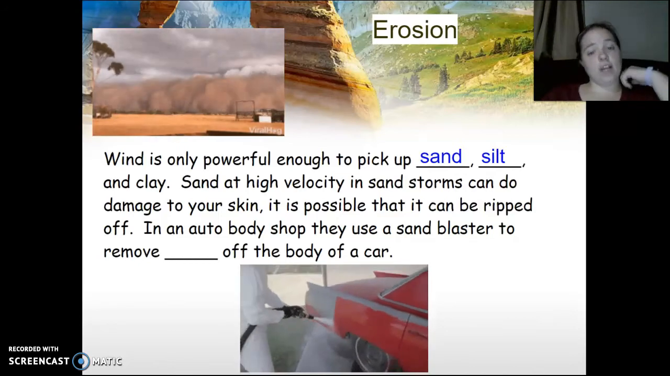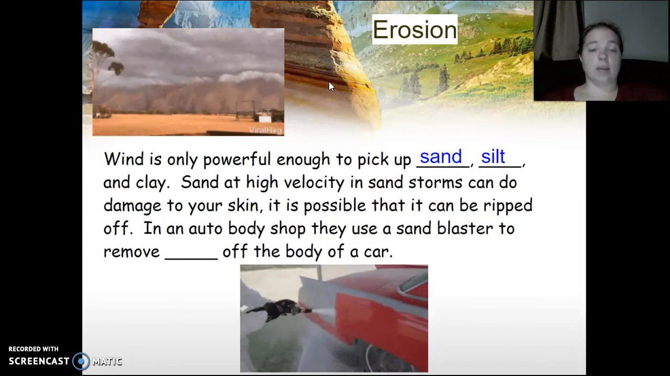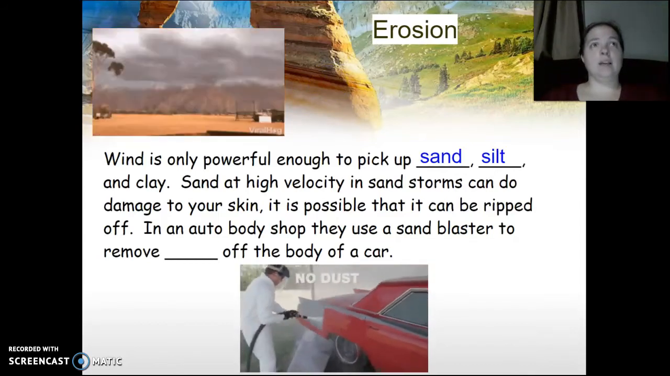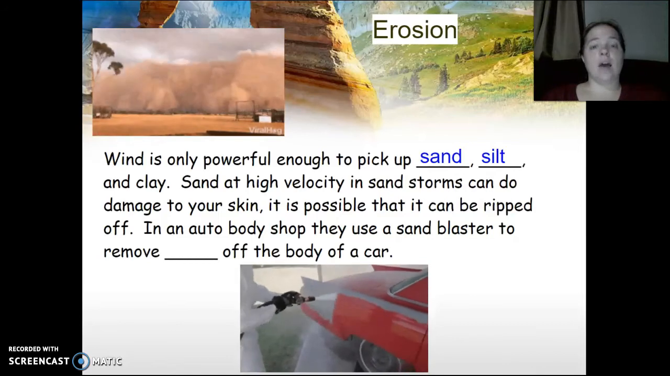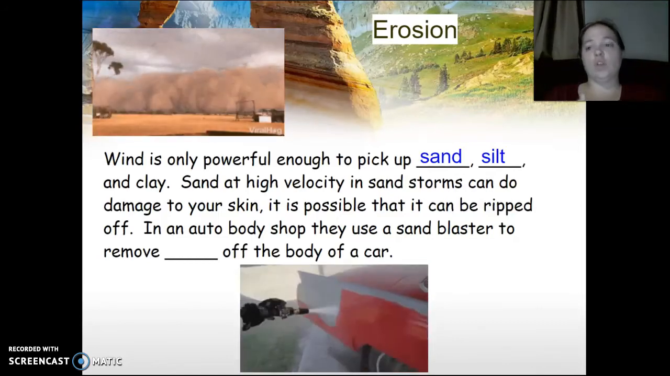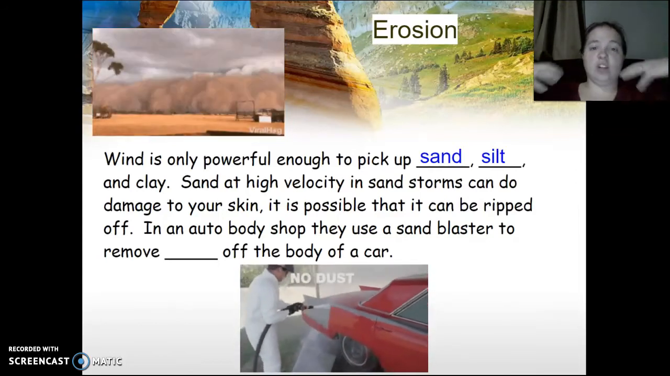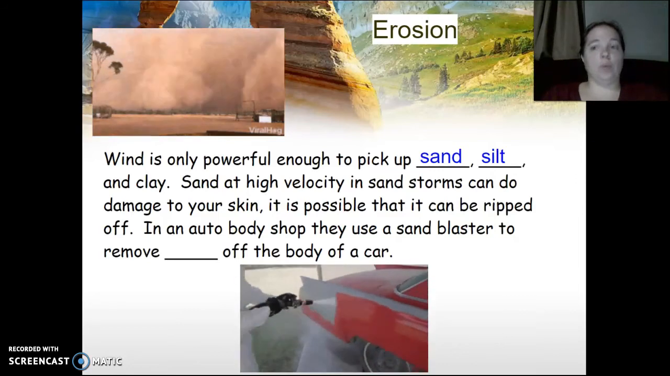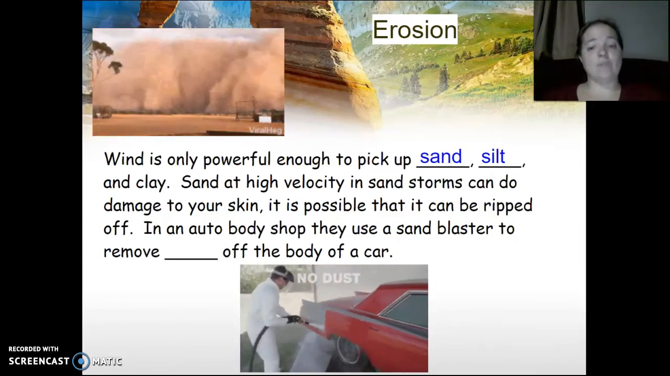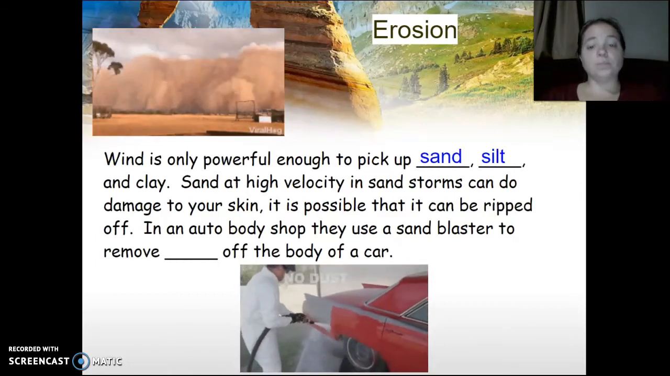Sand at high velocities in a sandstorm, like this, can do damage to your skin. It is possible that it can be ripped off. Now, what I mean is, on Mars, the sandstorms can reach over 200 miles an hour. If you're out there by yourself, it could rip your clothes off, it could rip skin off because it is that abrasive and going that fast.